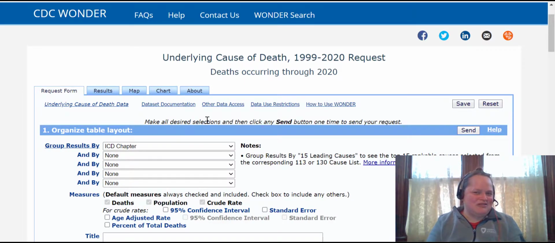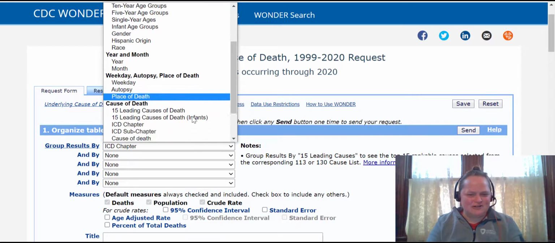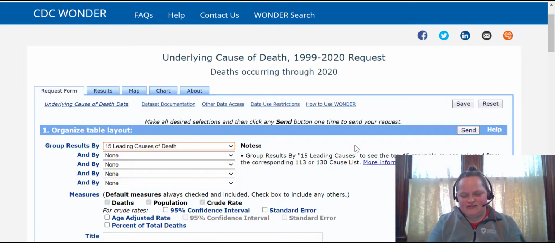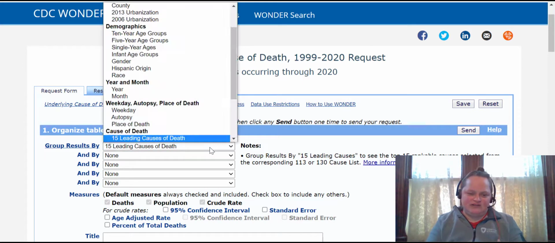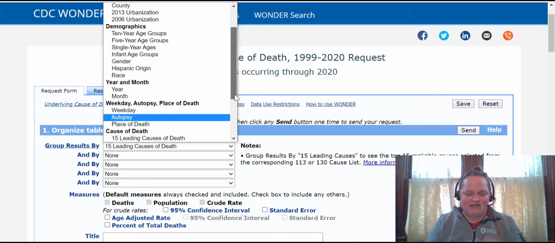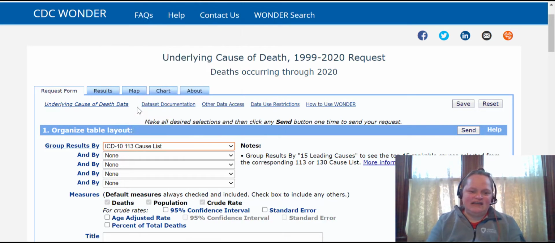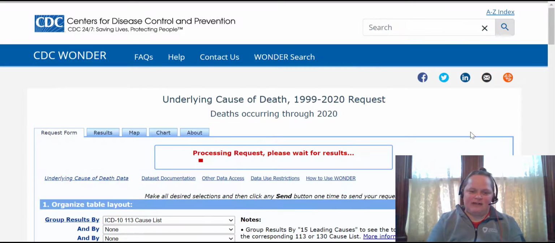This is the problem with cluster analysis. Like, how big should your clusters be? I've already shown 15 leading causes of death. Now, if I do 15 leading causes of death, it will just give us the 15 leading causes of death for the particular set we're pulling from, which is 2020. We just get the 15 leading causes of death, which pulls from the ICD-10 113 cause list. And let's use that.